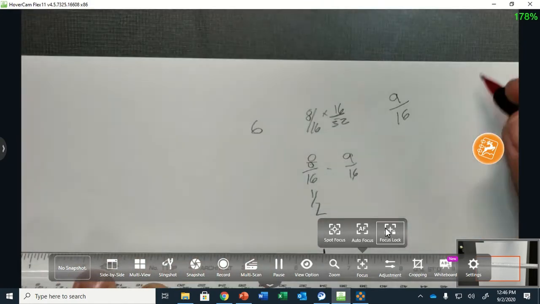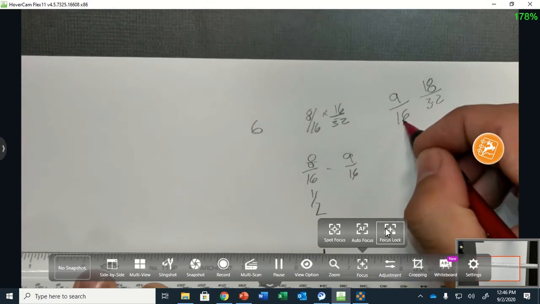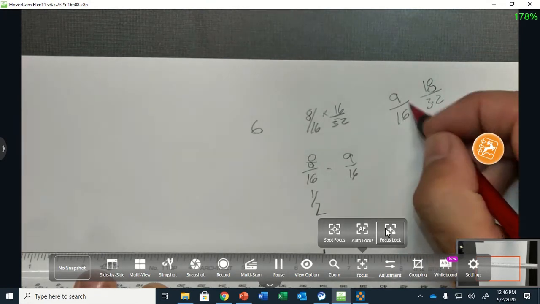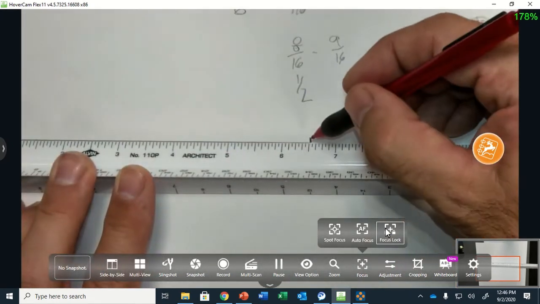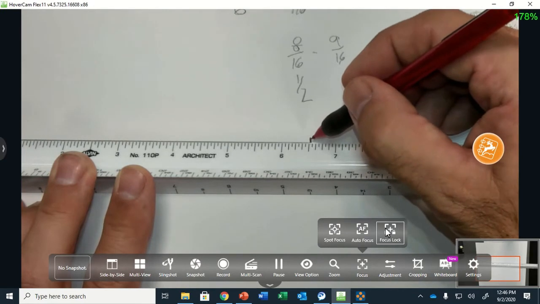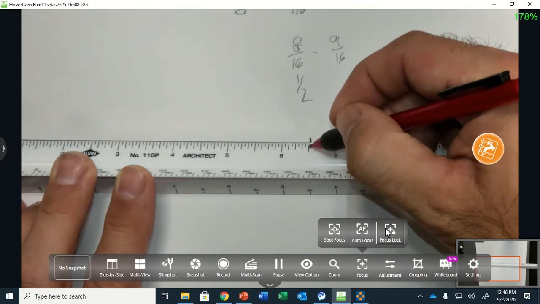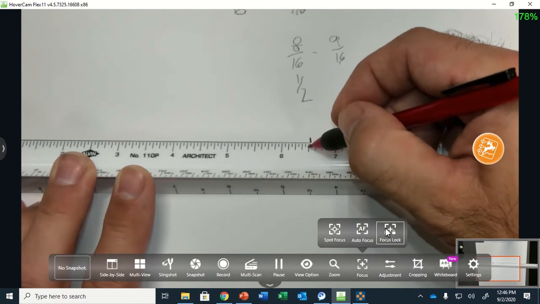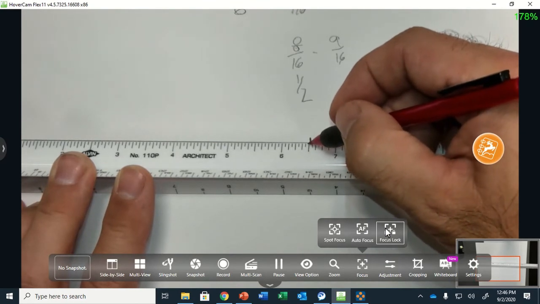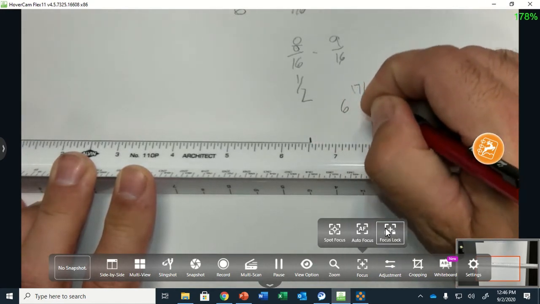So you can see here, 32nds. That equals 18, right? 32 divided by 16 is 2, times 9 is 18. So when I go back to this measurement, it is between 16/32 and 18/32 because I converted it from 16ths to 32nds. Now I'm halfway between 16 and 18, so that's where I get 6 and 17/32 of an inch.